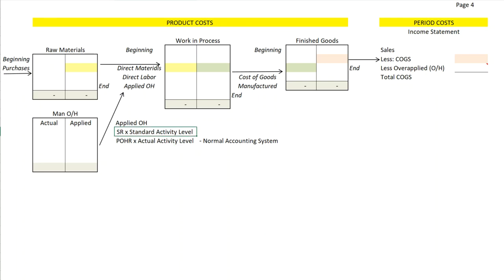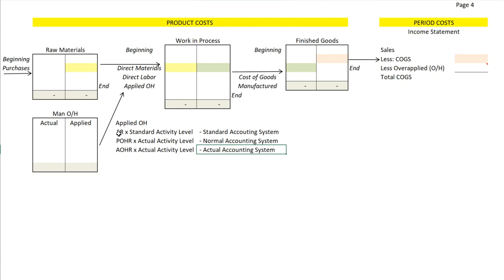In a standard accounting system, we use that same predetermined overhead rate or standard rate, but this time we multiply it by a standard activity level. That's referred to as a standard accounting system. There's also the actual accounting system, in which we use an actual overhead rate multiplied by an actual activity level. And we discussed the shortfall of that was to come up with an actual overhead rate. We'd have to wait until after the period was over and we had accumulated all of our overhead costs. So again, in a standard accounting system, we use standard rates and standard activity levels.